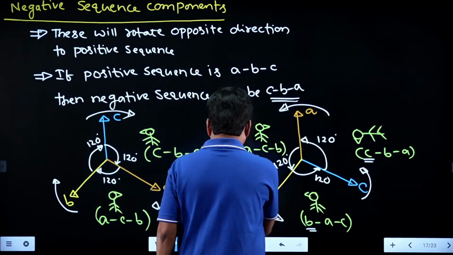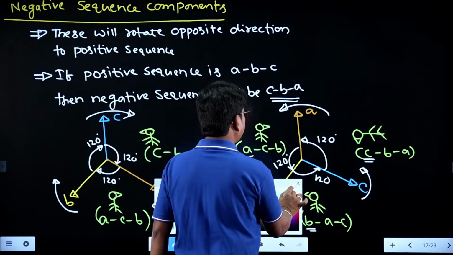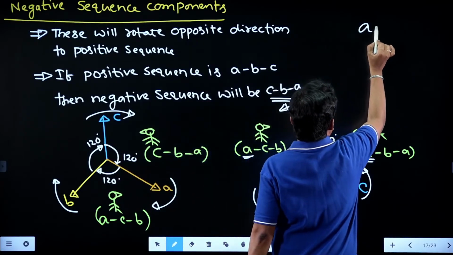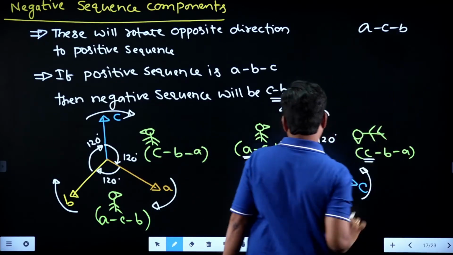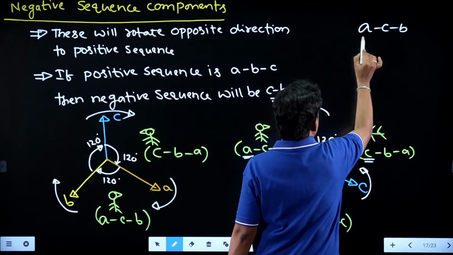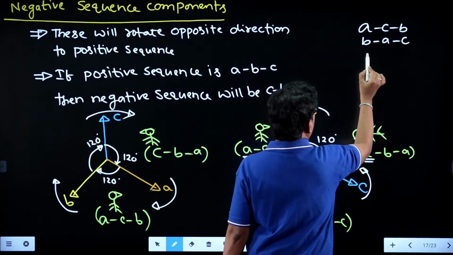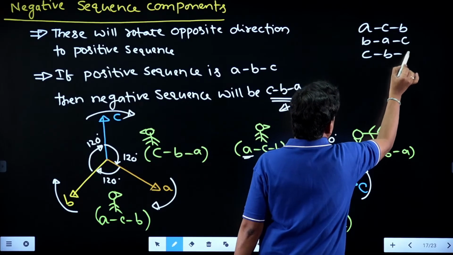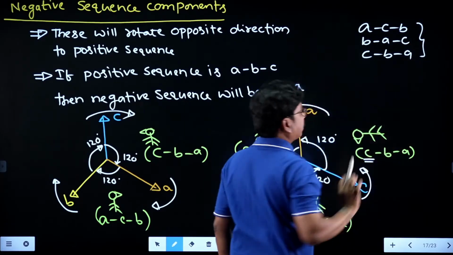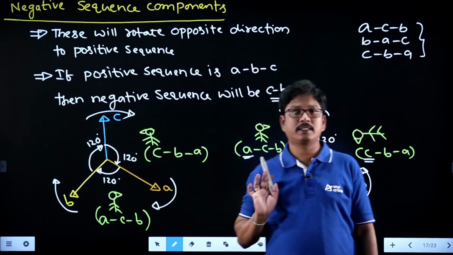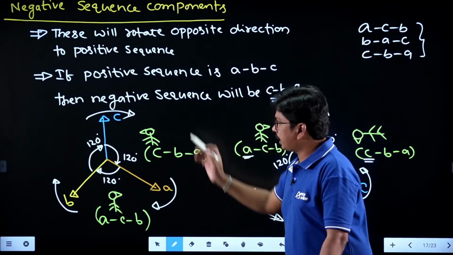Now tell me, what are these vectors we are having? Whenever A phase is the reference, it is ACB. Whenever B phase is the reference, it is BAC. And whenever C phase is the reference, it is CBA. So all these are the same phase sequence.